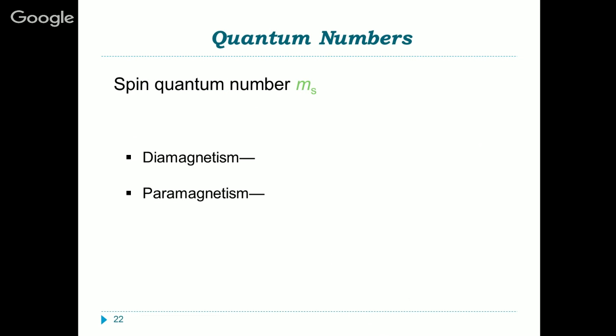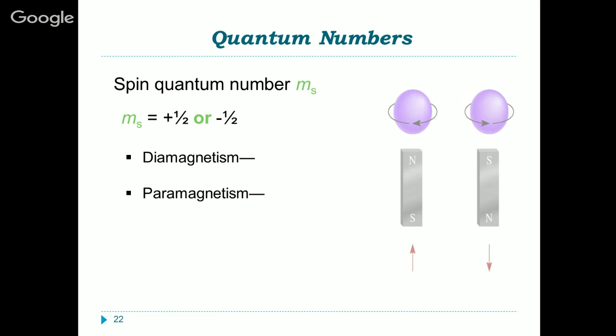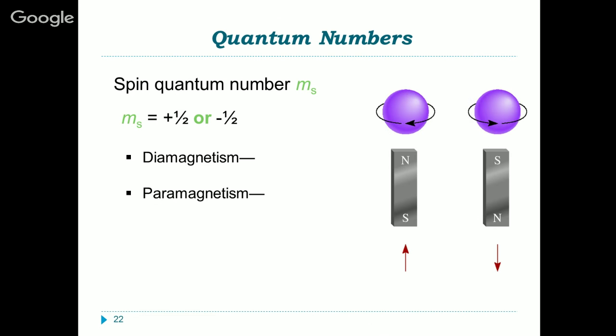And the last quantum number is the spin quantum number, m sub s. There's only 2 possible values, and it does not depend on anything else. It's either positive half or negative half. Which basically means that an electron is allowed to spin clockwise or counterclockwise.